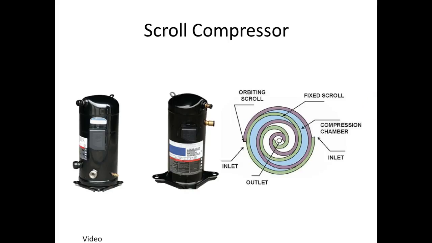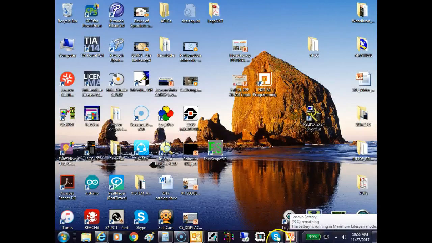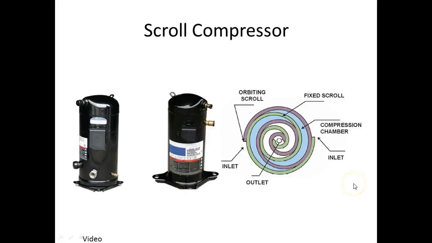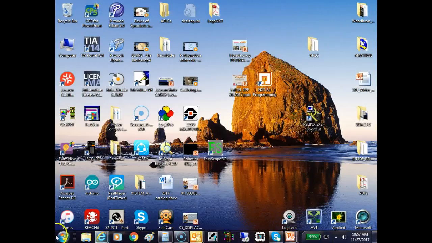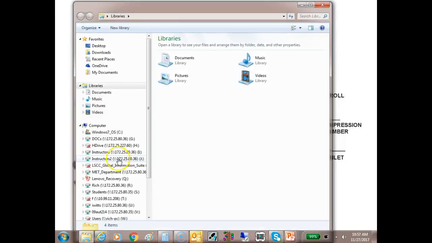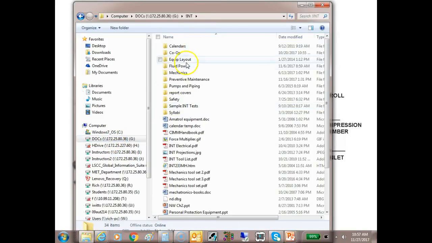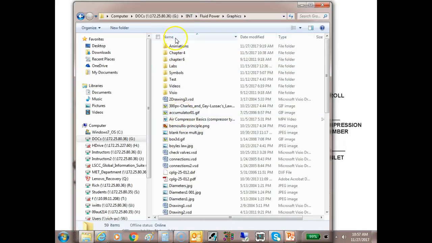We brought this up. This is called a scroll compressor, and it says I have a video, but I didn't put a link. So let me look real quick. This is what most of your air conditioners use, the compressor inside your air conditioner. Can you see how it works? It's a real cute video. For some reason, I didn't link that.